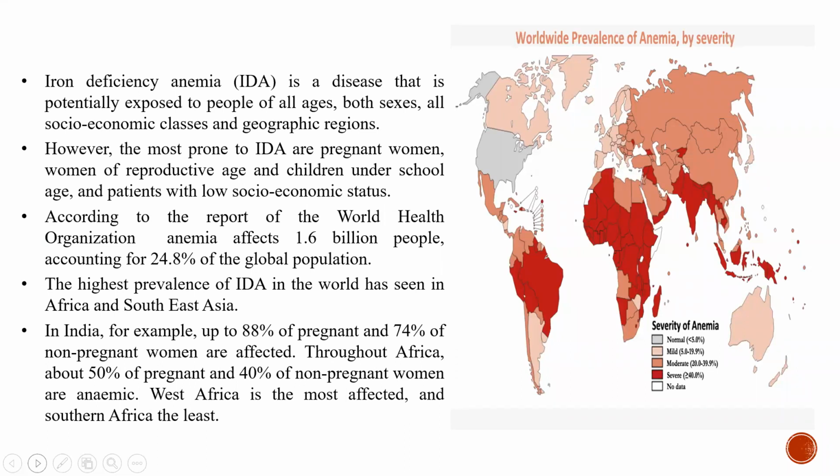According to the report of the WHO, anemia affects 1.6 billion people, accounting for around 25% of the global population. The highest prevalence in the world is seen in Africa and Southeast Asia. In India, for example, up to 88% of pregnant and 74% of non-pregnant women are affected. Throughout Africa, about 50% of pregnant and 40% of non-pregnant women are anemic. West Africa is the most affected, and Southern Africa is the least.